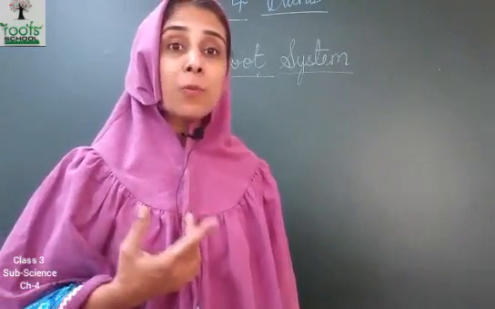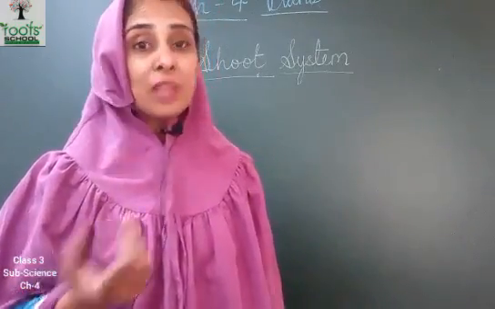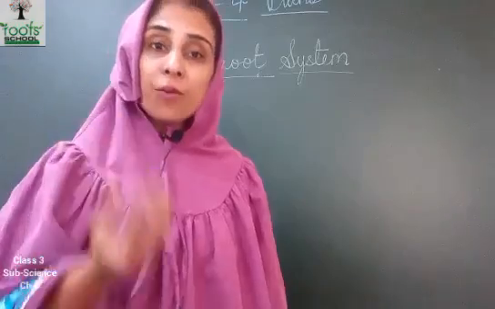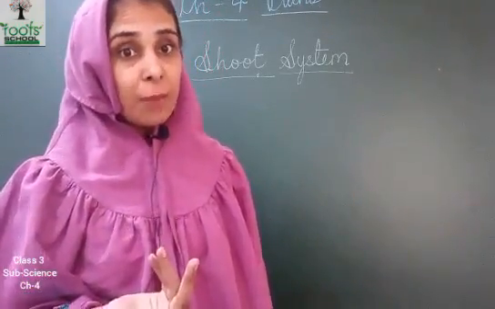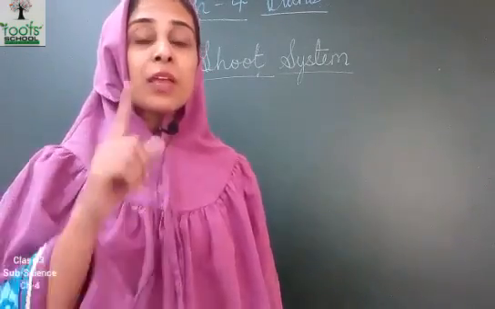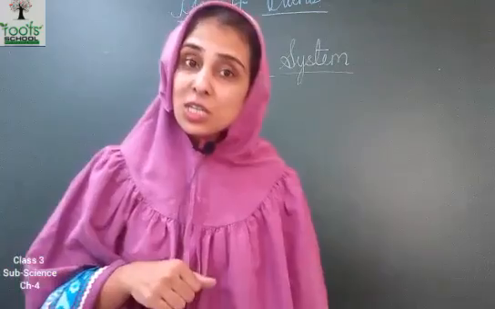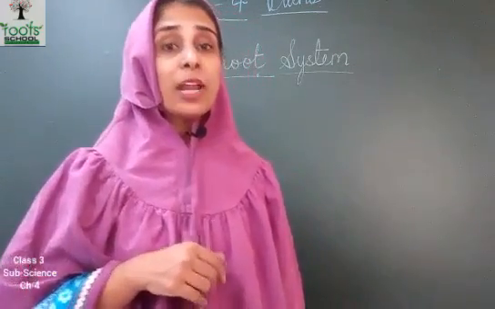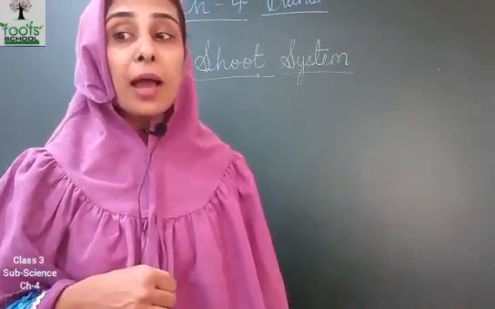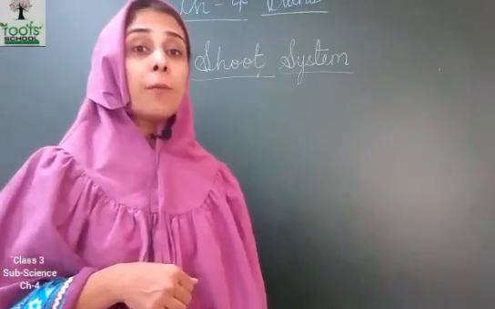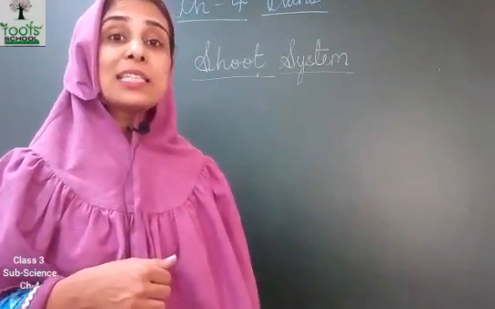And what else does the stem bear? Leaves. All the leaves are on the stem. The fruits that come, they also come on the stem. Flowers also come on the stem. It is all coming out of the stem. So that's why it is the most important part of the plant. Now we will learn about another part, that is leaves.